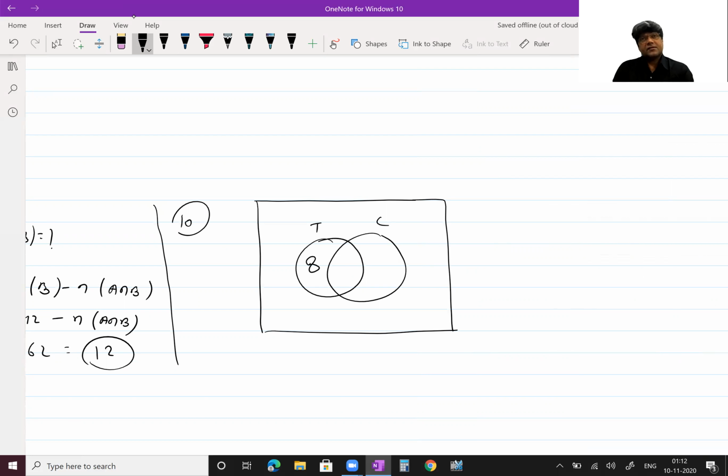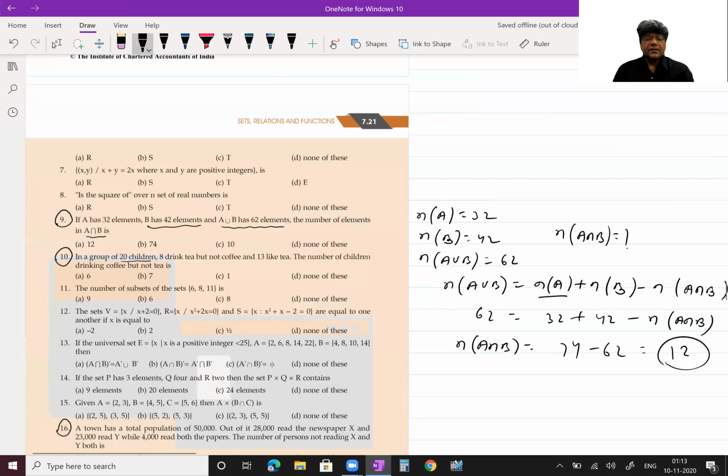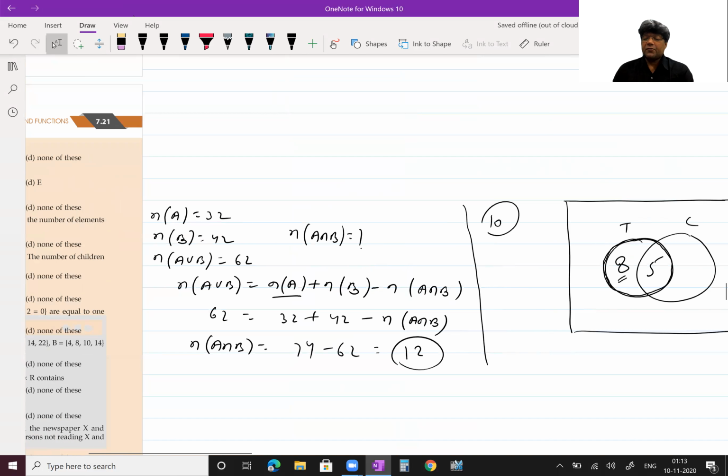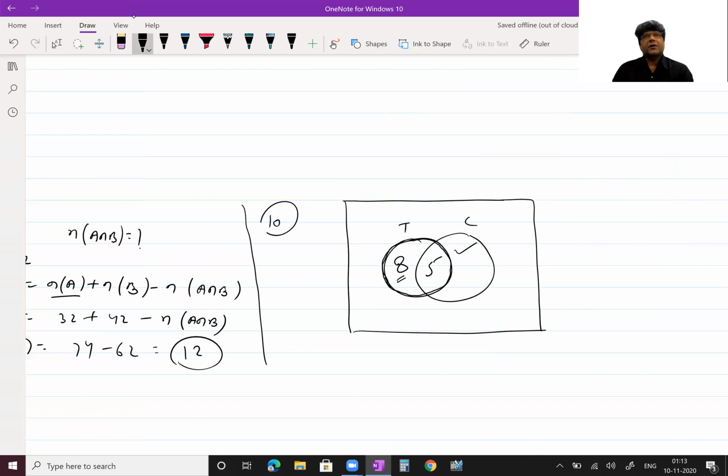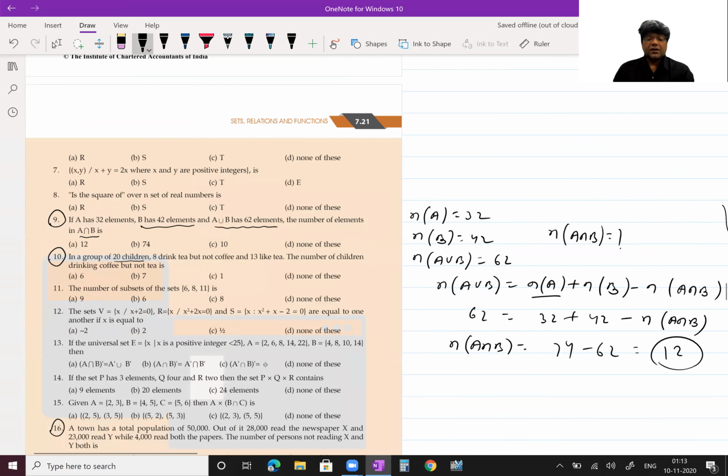And then again they are saying 13 students drink tea. So tea is this circle. And already 8 we have marked here. So remaining 5 out of 13 will go here. Now this way it becomes 13 for tea, and this 8 is for those who drink tea but not coffee. And then they are asking the number of children drinking coffee but not tea, means this portion. Total 20, 8, 5, 13. So 20 minus 13, 7. Your answer will be 7.